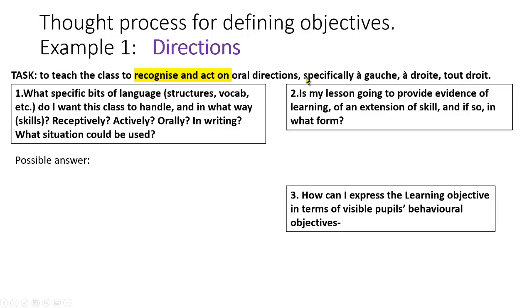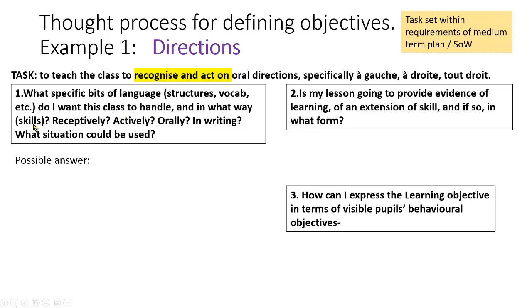I've got 3 examples, and here's example number 1, where it's to do with directions, and you'd imagine that this was a task set within the requirements of your scheme of work. They have to recognise and act on oral directions, specifically à gauche, à droite, tout droit, to the left, to the right, and straight on. So here are the 3 steps which you can go through, which will help to plan your lesson. Number 1, what specific bits of language, so in terms of structures and vocabulary, do I want this class to handle?